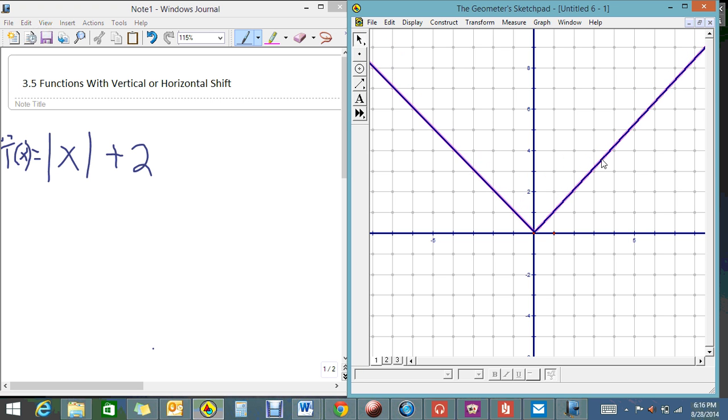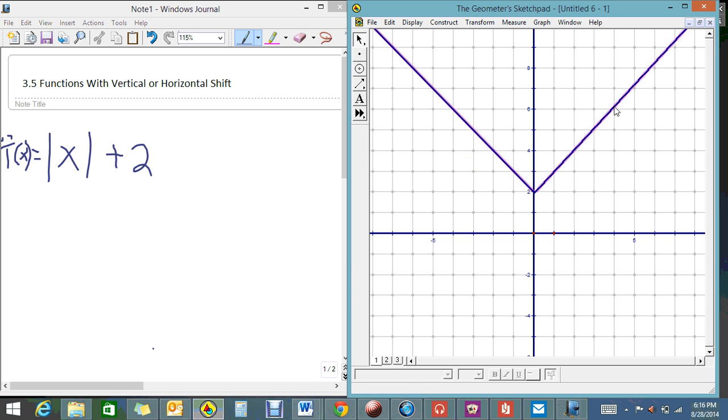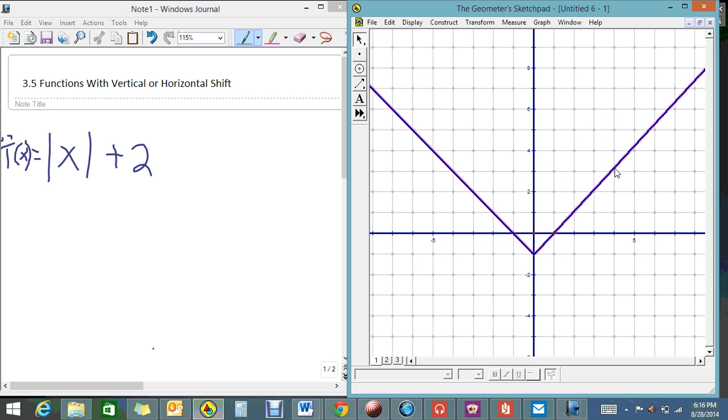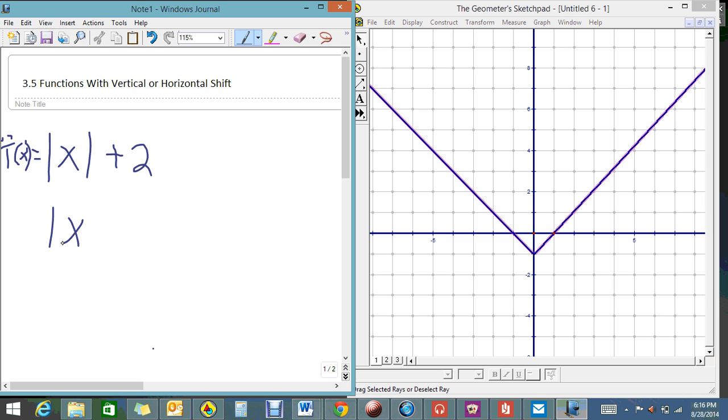Because here we are at the absolute value of x. And if I just go and add 2 to every single point, it just moves everything up 2. Okay? Now, if I subtract 1 from every point, it just moves everything down. So that would look like absolute value of x minus 1. All right? So if we want to go up and down, we just add it on to the end.